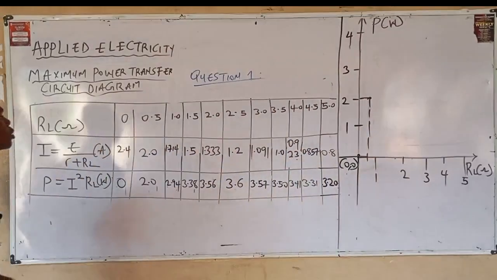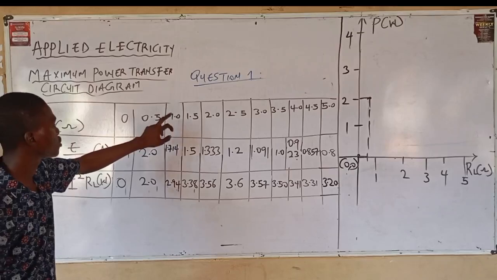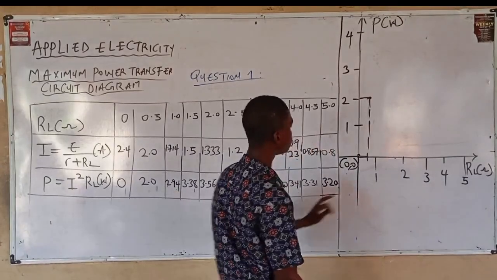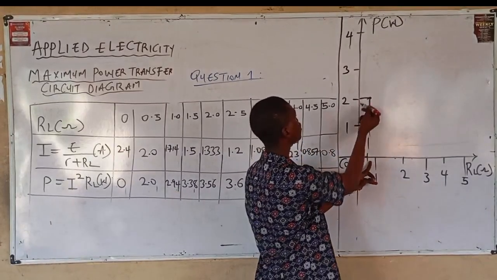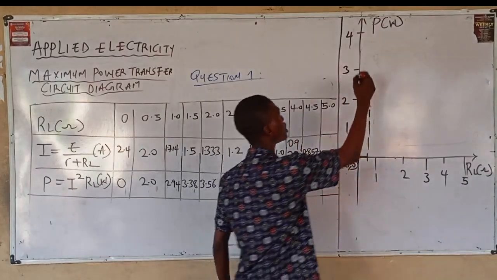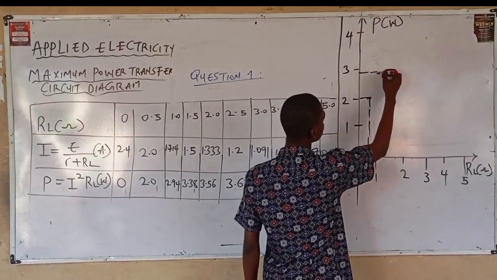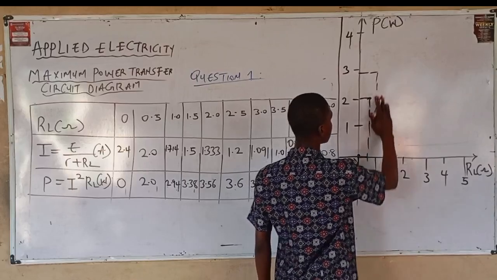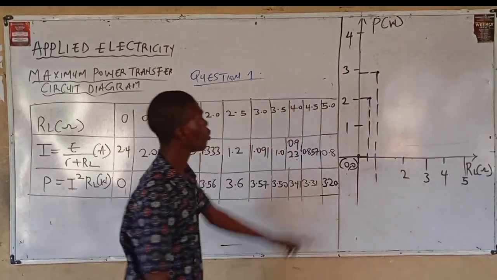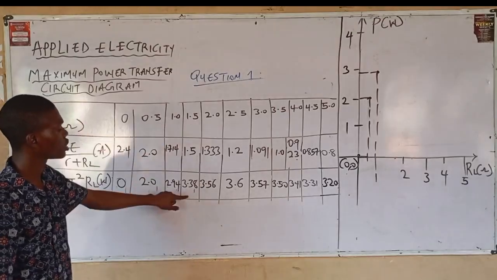Then, when my load resistor is 1, I'm having my power to be 2.94. Alright, my load resistor, I'm having 1 here and I'm having 2.94. Meaning 2.94 varies between 2 and 3. So let's say you have 2.94 somewhere around here, against 1. So you have this. 1 against 2.94.